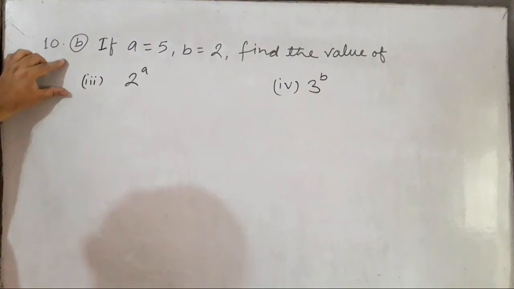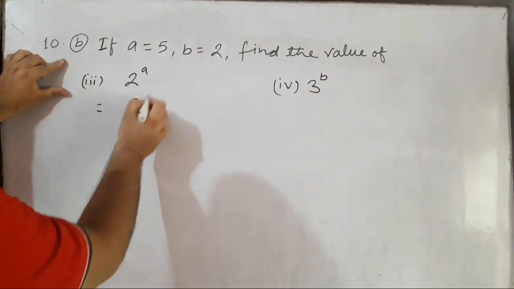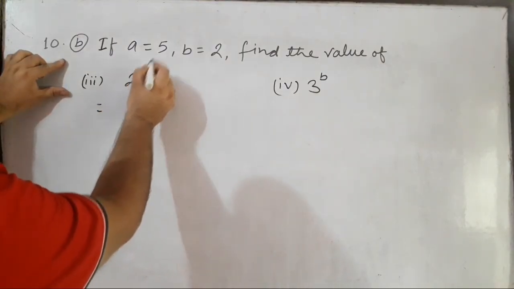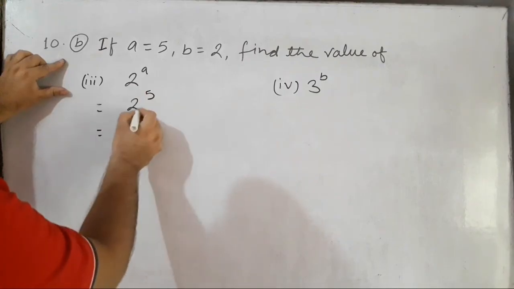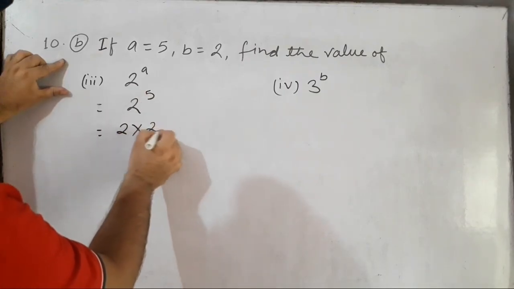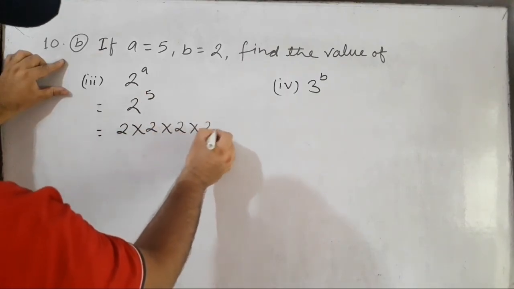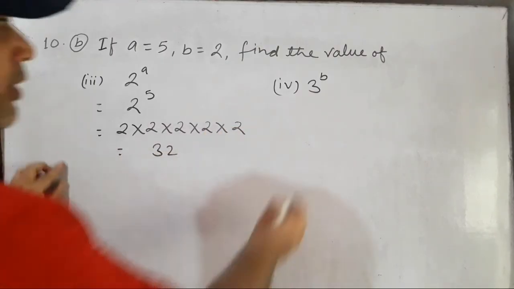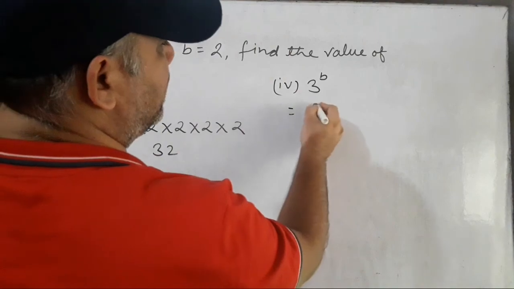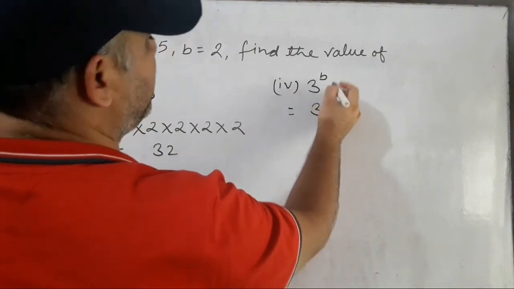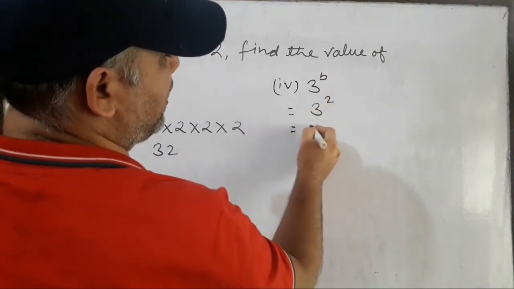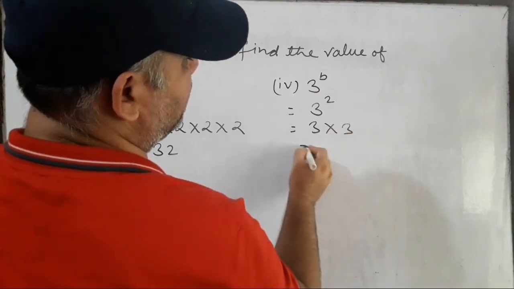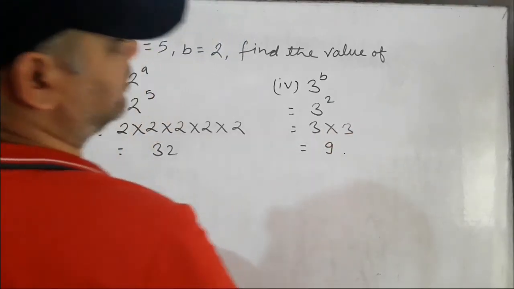2 power a, okay, the value of a is 5, so 2 power 5, 2 into 2 into 2 into 2 into 2 equal to 32. Here 3 power b, the value of b is 2, 3 square, 3 into 3 equal to 9.